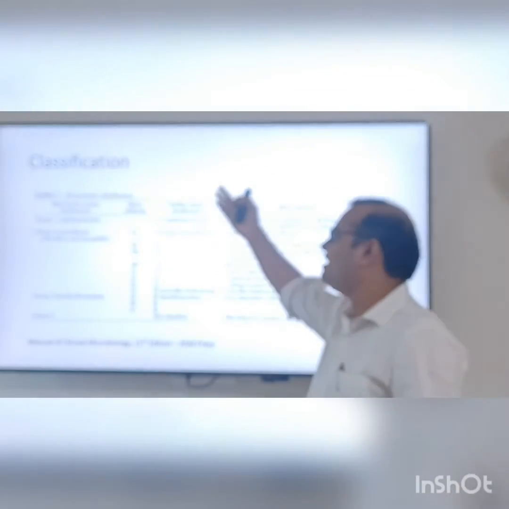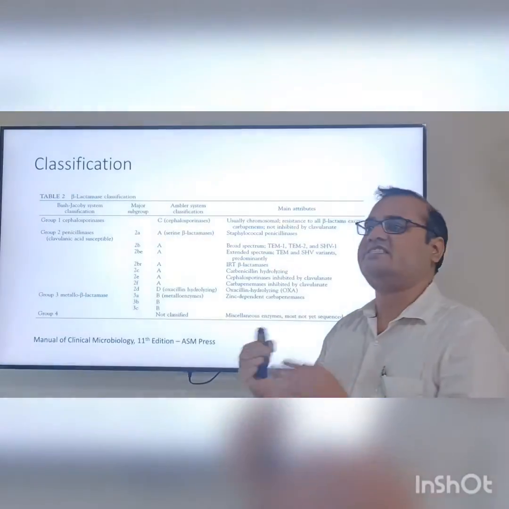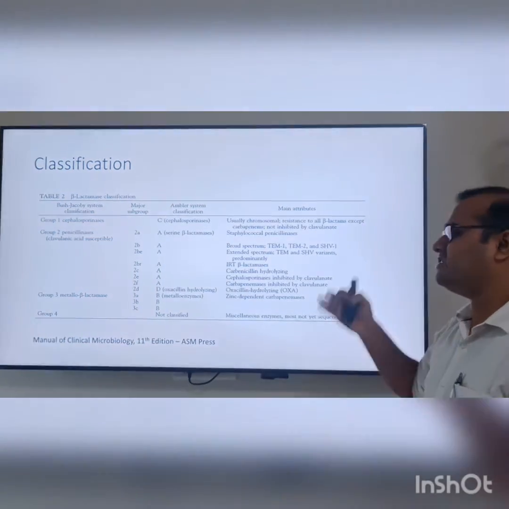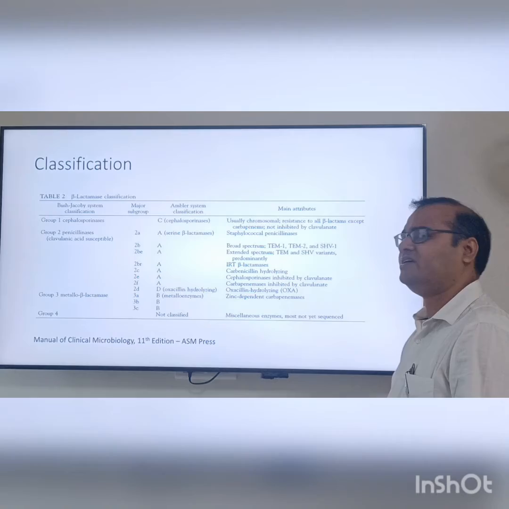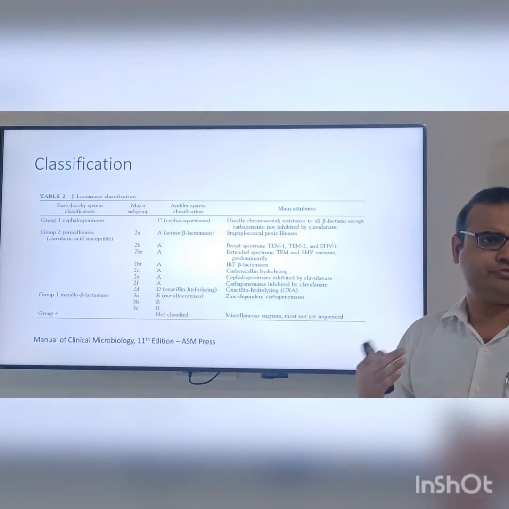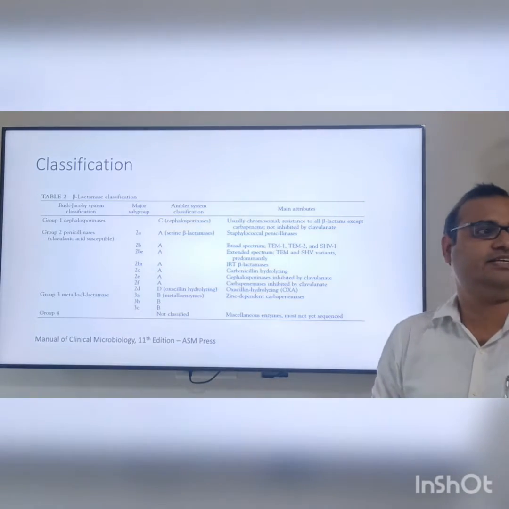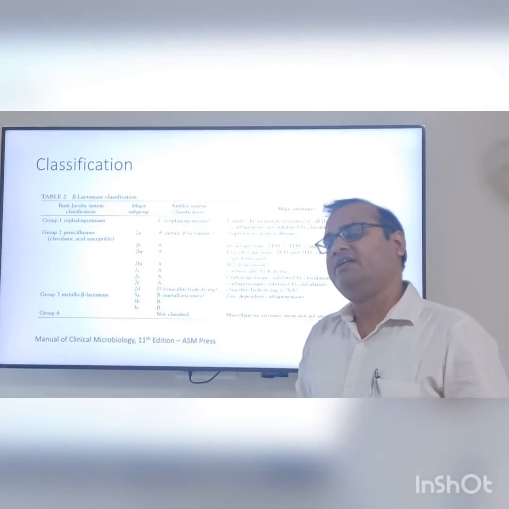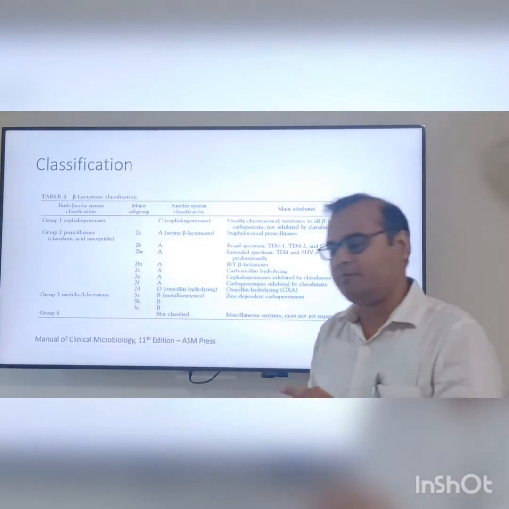So why the name AmpC? Because it is the C, according to the Ambler classification, the C or cephalosporinase. It is usually chromosomal, with resistance to all beta-lactams except carbapenems or fourth generation cephalosporins, and it has the peculiarity that it is not inhibited by the beta-lactamase inhibitors, that is clavulanic acid, tazobactam or sulbactam.